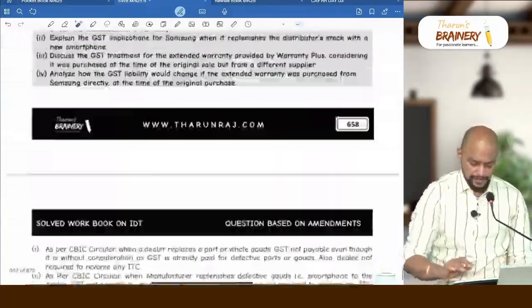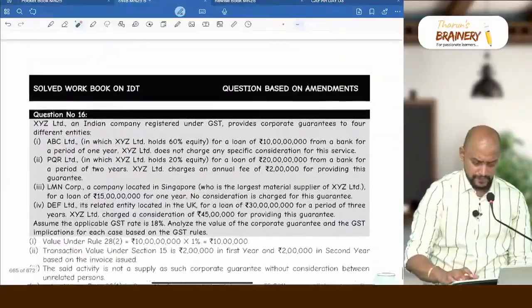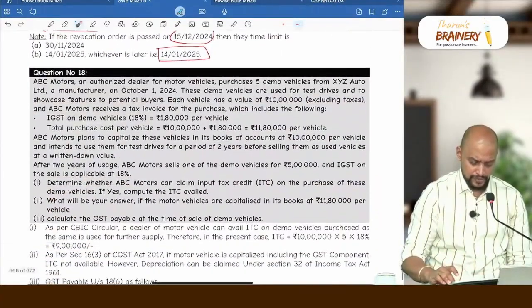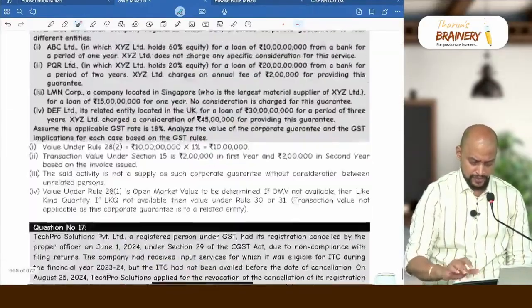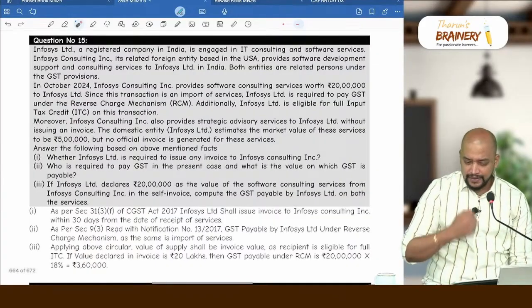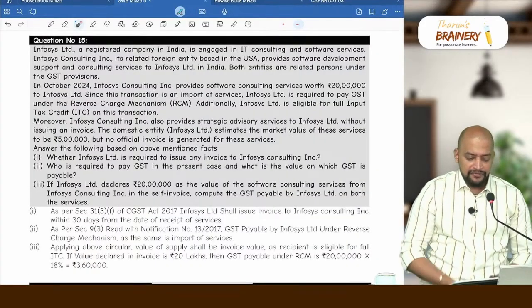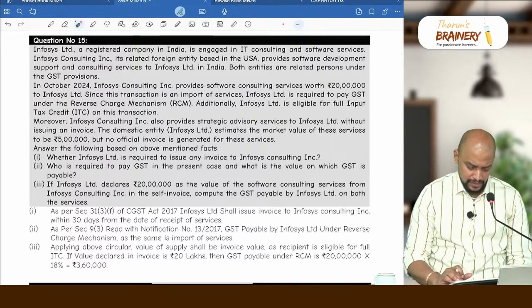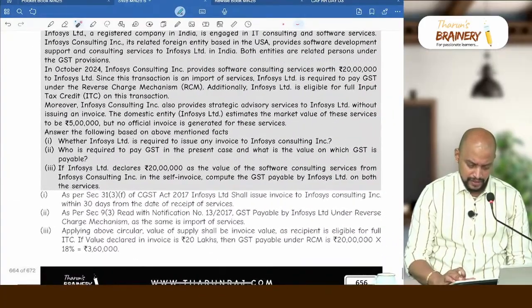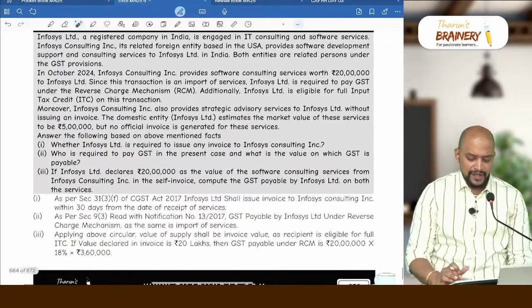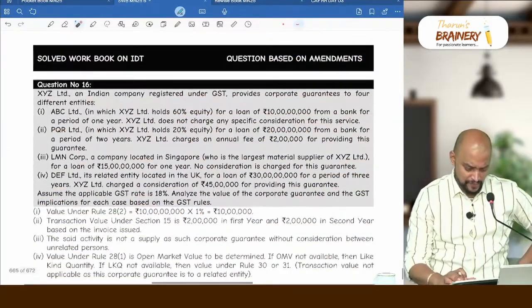I think it is question number 15. Question number 15, Infosys Limited. This we discussed yesterday. I think in this I told you when they can take ITC.